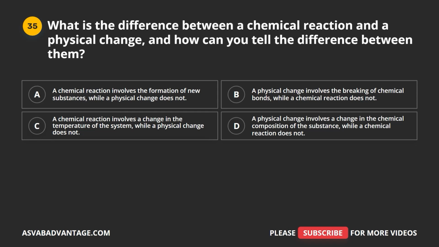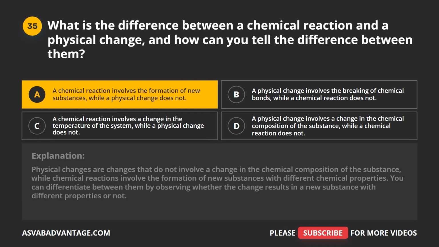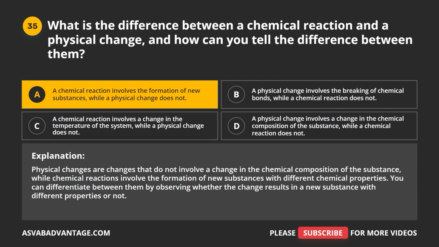The correct answer is A. A chemical reaction involves the formation of new substances, while a physical change does not. Physical changes are changes that do not involve a change in the chemical composition of the substance, while chemical reactions involve the formation of new substances with different chemical properties. You can differentiate between them by observing whether the change results in a new substance with different properties or not.